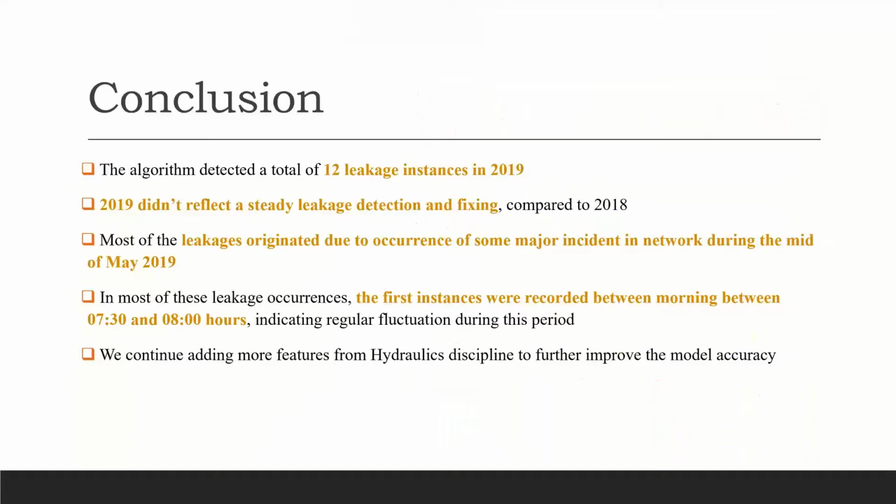To conclude, we would like to mention that with the 2019 data not reflecting a steady fixing of its water leakages unlike 2018, our algorithm recorded 12 leakage instances, most of which evidently occurred due to some major incident in the network during mid of May 2019. And most of these leakages originated during the morning hours between 7:30 and 8 o'clock.